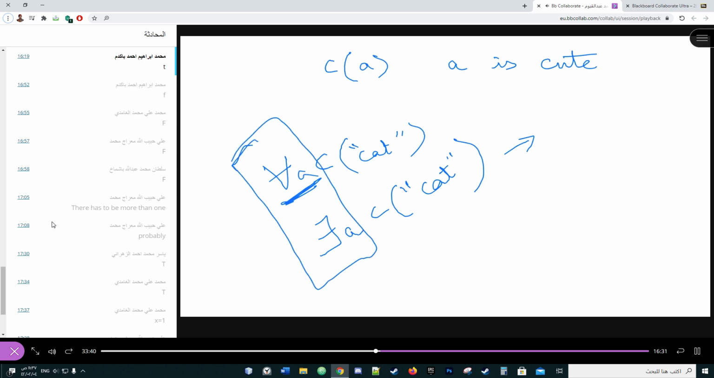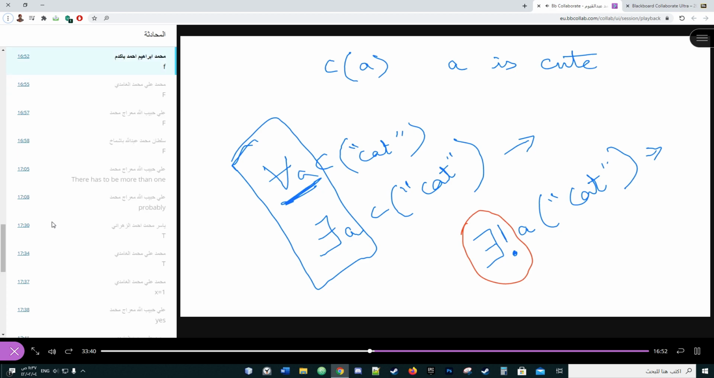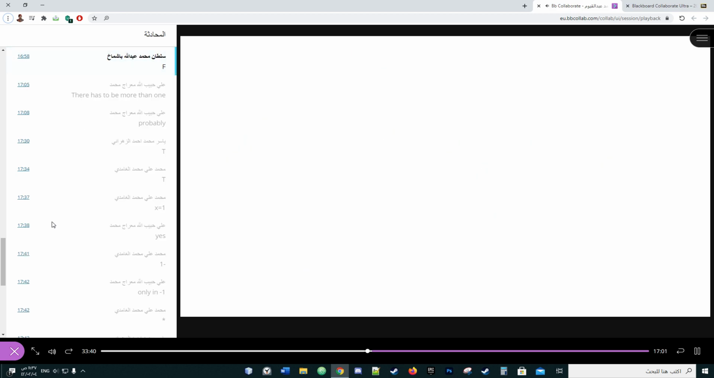There is another crazy operator which we'll not look at, which is this. Is this true or false? This new operator says there exists only one cat which is cute. This is talking about a single value, only one which is true. Let's take a mathematical example so you understand it better.